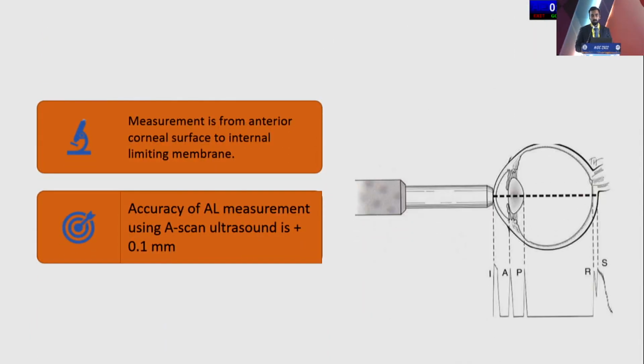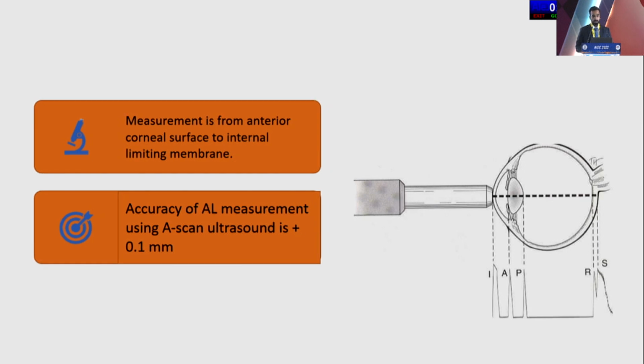So the measurement in the optical or ultrasonic biometers is usually from the anterior corneal surface to the internal limiting membrane. The accuracy of the ultrasonic biometers is about 0.1 mm between every reading. A good ultrasonic biometric measurement has to give you these 5 waves. The first one will be when the probe meets the cornea. The second wave is from the anterior part of the lens capsule. The third wave is from the posterior pole. Then the fourth wave is from the retina, and the following waves are from the sclera and the orbital fat.